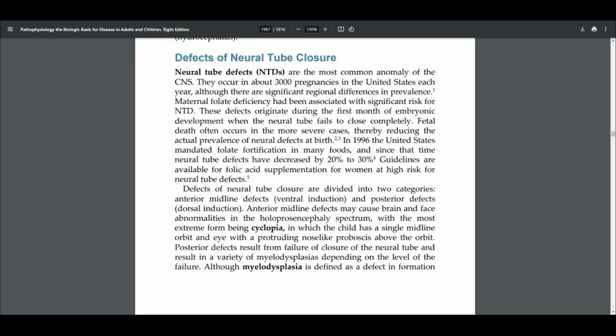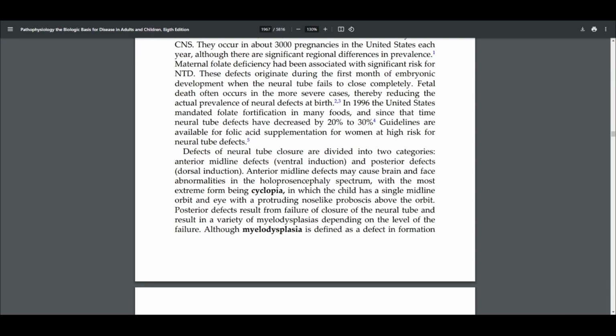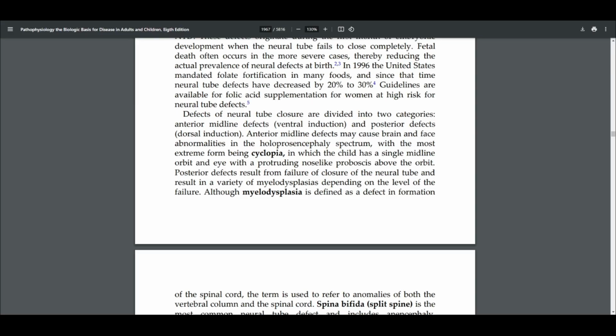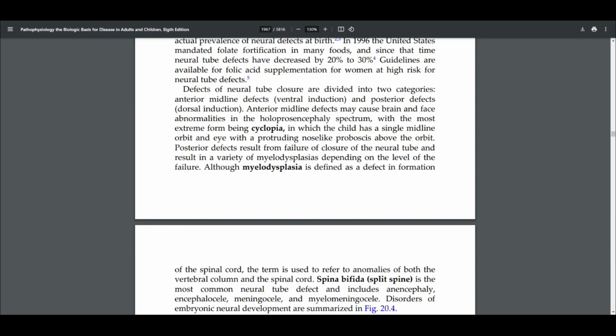In 1996, the US mandated folate fortification in many foods, and since that time, neural tube defects have decreased 20 to 30%. Guidelines are available for folic acid supplementation for women at high risk for neural tube defects.